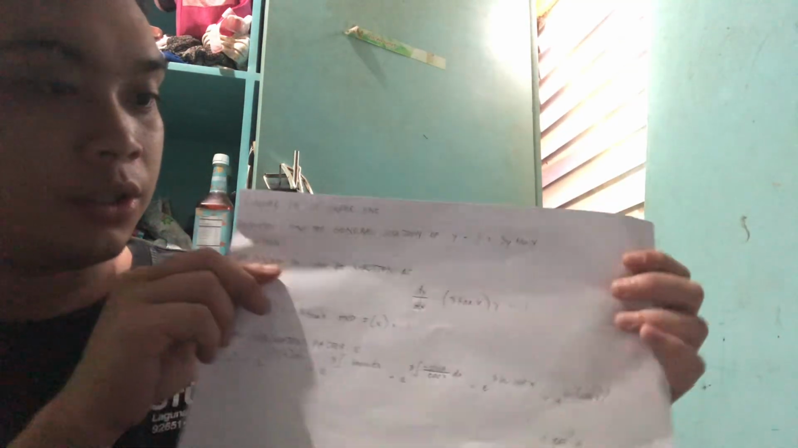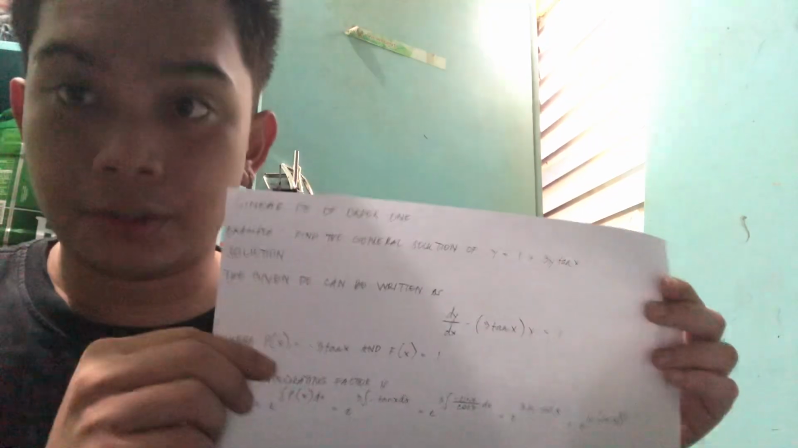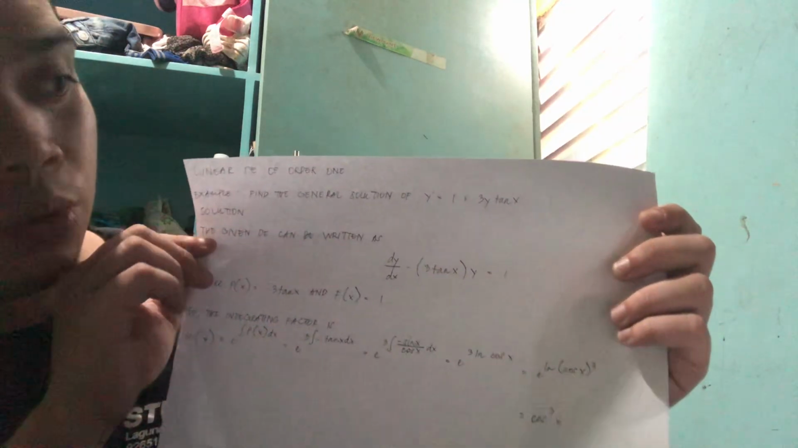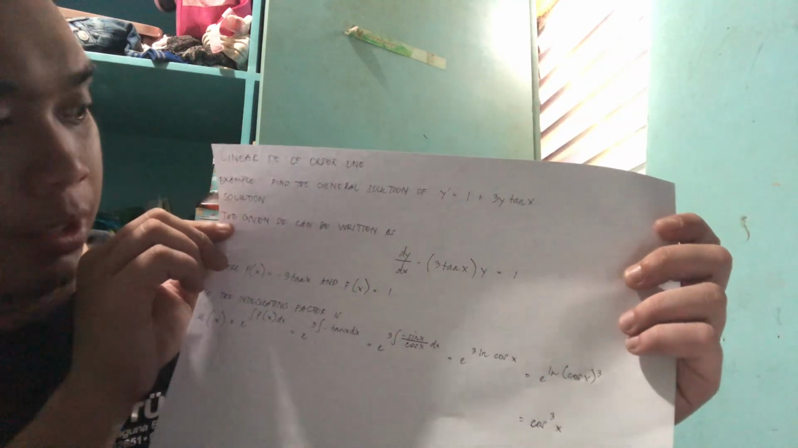So here, I have an example that we'll answer later on. Example: find the general solution of y prime equals 1 plus 3y tan x.